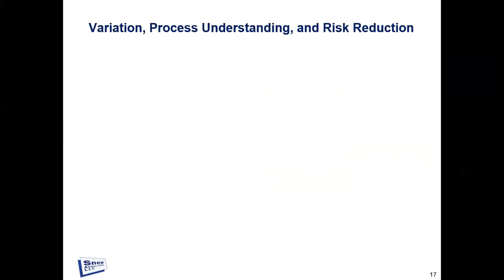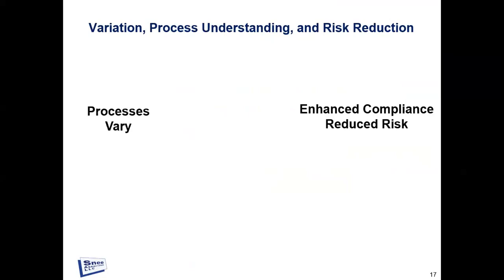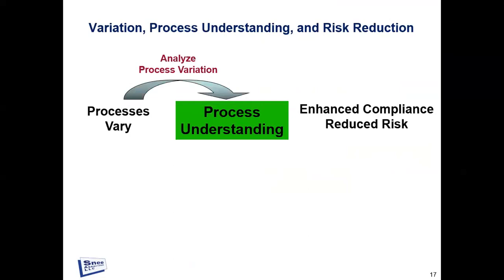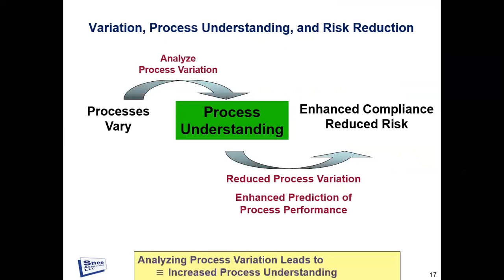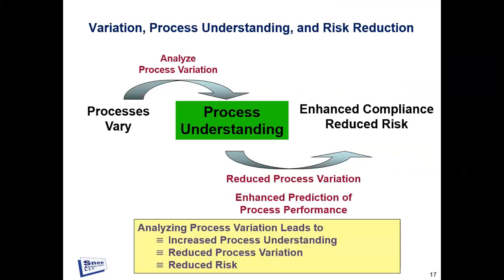And variation is also related to process understanding and risk reduction. So we'll start over here on the right-hand side, where we want to end up with enhanced compliance and reduced risk. And we move to the left-hand side. One of the key drivers is process variation. We analyze that variation. That produces process understanding. With that process understanding, we can now reduce process variation. We can enhance our prediction of process performance, and as a result, we get enhanced compliance and reduced risk.